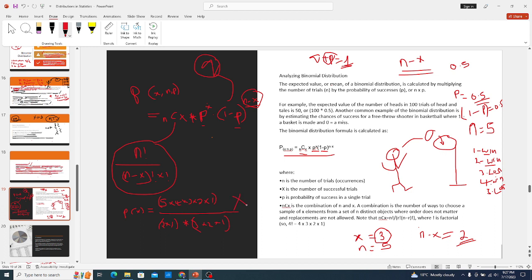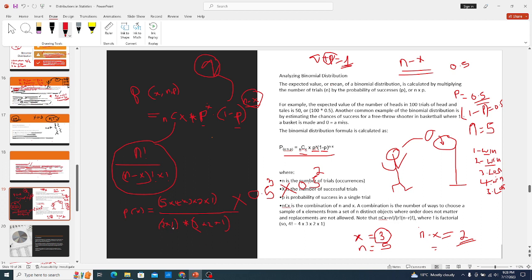So with this, it will now be multiplied by P. What is our P? Our P is the probability of success. So it will be multiplied by 0.5 raised to X, the number of successes. Then multiply by 1 minus P. 1 minus P, we've seen it's also 0.5. So it will be 0.5 raised to N minus X. We have N minus X here as 2. Okay, now let's continue with our computation.